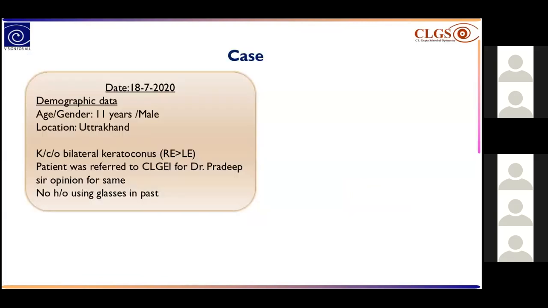Okay, so I'll be discussing one case also. This patient, an 11 year old male from Uttarakhand, came on 18th July 2020. It was a known case of bilateral keratoconus, diagnosed just 1 week before coming to the CLJ, and the patient was referred to the CLJ for Dr. Pradeep sir's opinion. There was no history of glasses in the past.